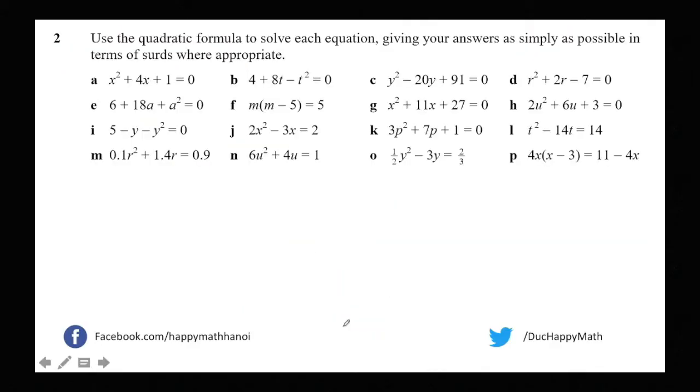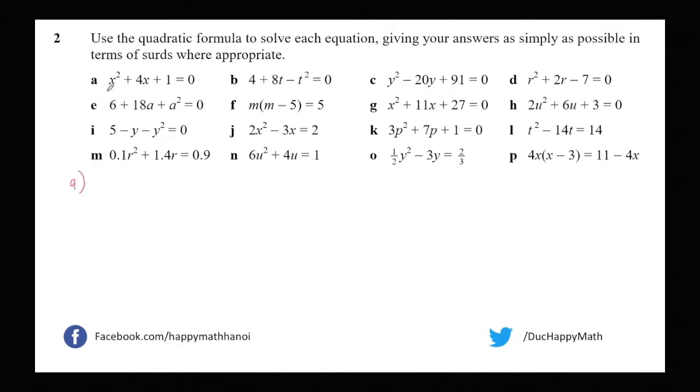Okay, the first one. Using the quadratic formula to solve each equation, giving your answer as simply as possible in terms of the surd, not approximate. That's quite easy. For the first one, you have to define A, B, and C, and after that you combine them into the quadratic formula. For example, I got A.